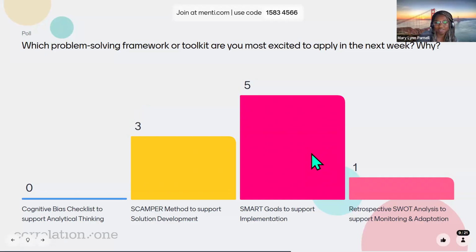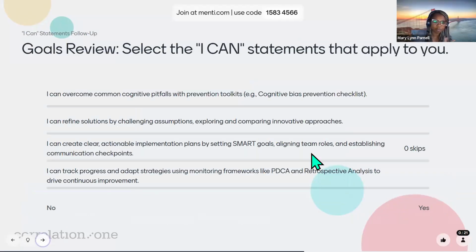Good. Yay. Gonna have a nice hand of applause for everybody. We are almost getting to the end.